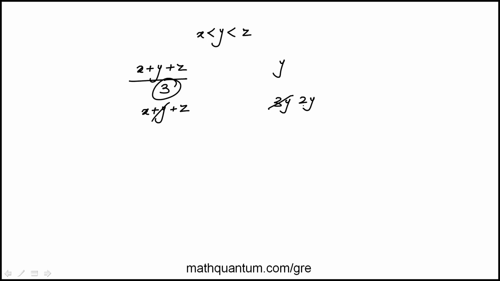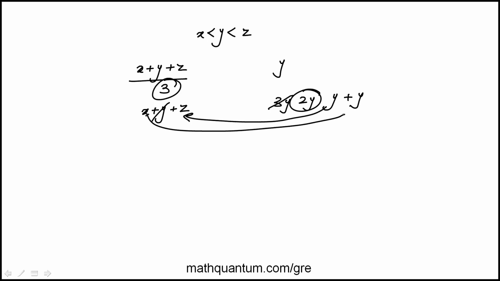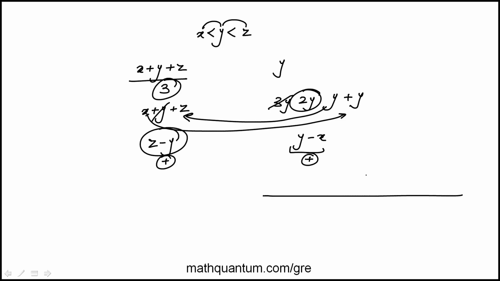And then what I'm going to do is rewrite this as y plus y. And I'm going to move this y here and the x here, and you'll see why I'm tempted to do that. So z minus y, and this side would be y minus x. Note, both of these quantities are positive because y is greater than x, and z is greater than y. So I just have to compare these two positive quantities, and if I visualize this with the number line, y is here, x is here, z is here.